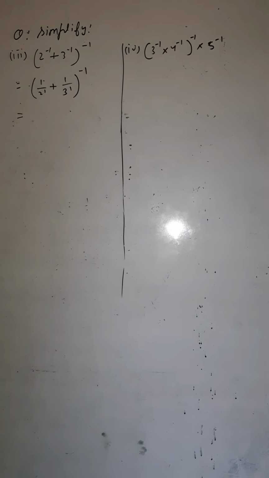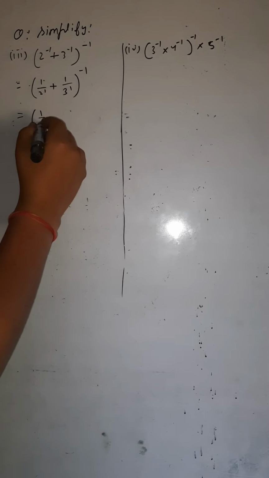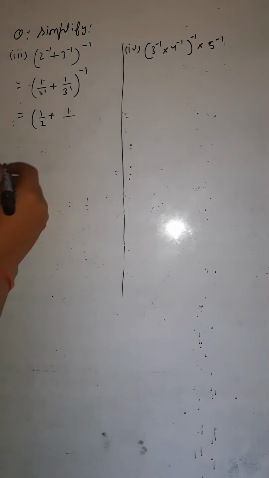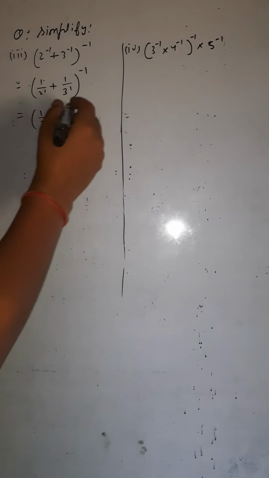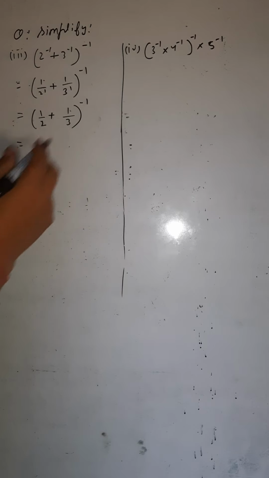Now I would simplify this again. 1 by 2 raised to the power 1 means 1 by 2, and 1 by 3 raised to the power 1 means 1 by 3. So just solve this: 1 by 2 plus 1 by 3.